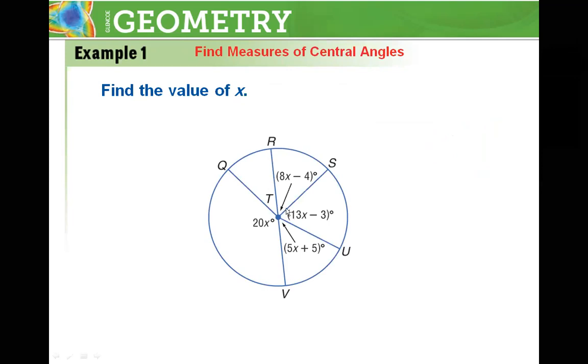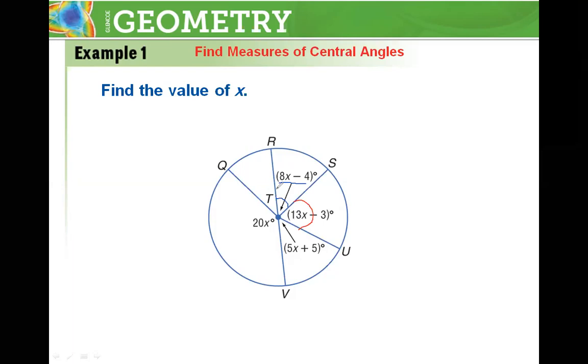All the given angles are central angles. This is the first central angle, RTS. Its measure is 8x minus 4. The second central angle is STU. STU is this angle, and its measure is 13x minus 3. The third angle here is UTV, which is 5x plus 5.